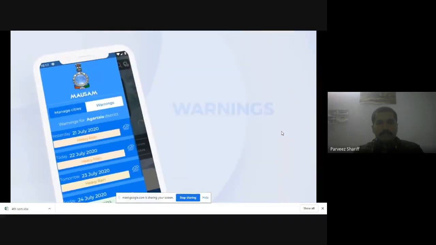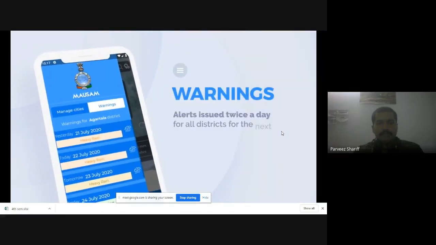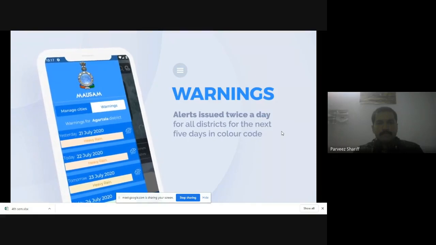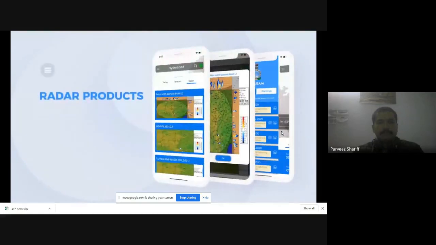4. Warnings, where alerts issued twice a day for all districts for the next 5 days in color code, red, orange, and yellow, to warn citizens of approaching dangerous weather. The color code red is the most severe category, urging authorities to take action. Orange code prompts authorities and the public to be alert, and yellow code prompts authorities and public to keep themselves updated. 5. Radar Products provides the latest station-wise radar products updated every 10 minutes.